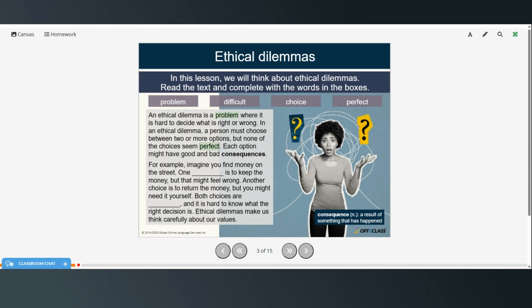For example, imagine you find money in the street. One choice is to keep the money, but that might feel wrong. Another choice is to return the money, but you might need it yourself. Both choices are difficult, and it is hard to know what the right decision is. Ethical dilemmas make us think carefully about our values.